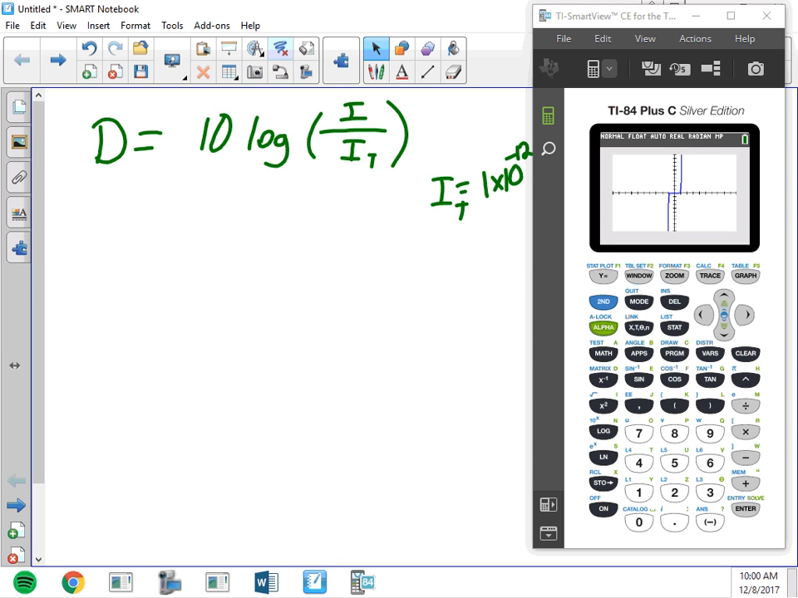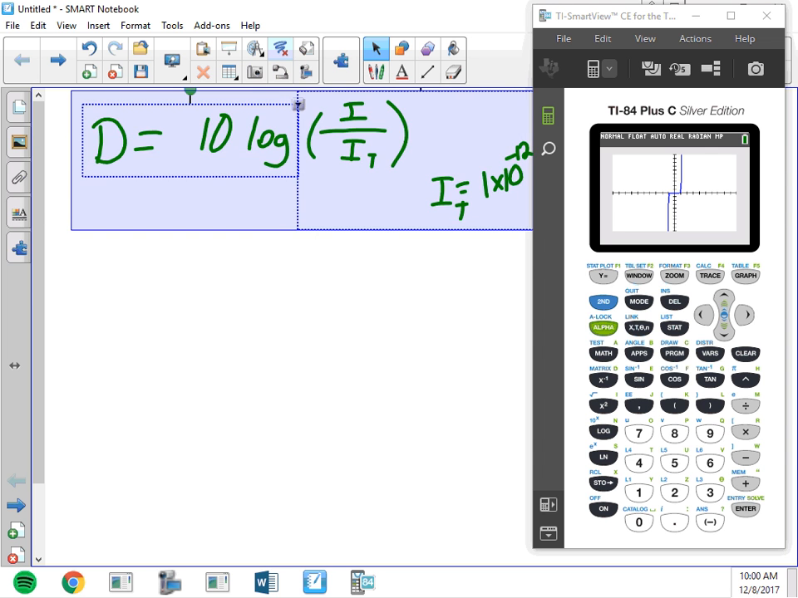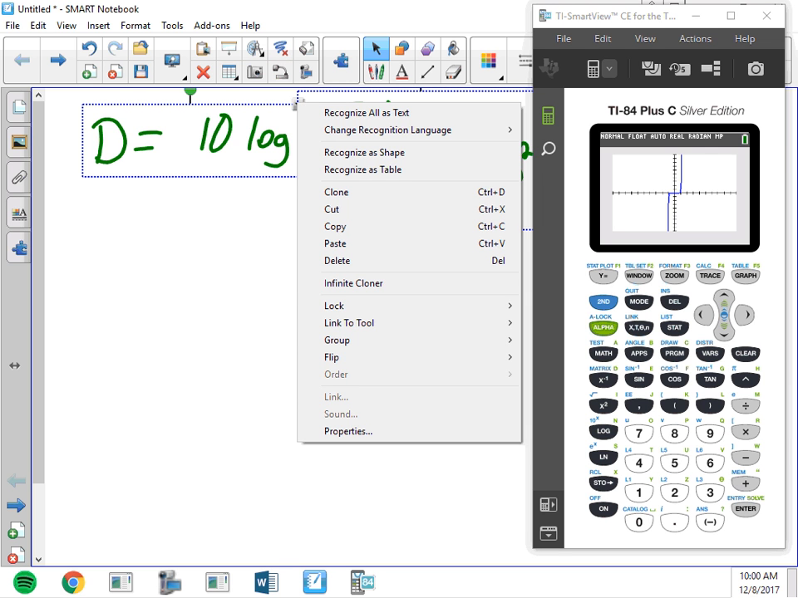What's that? Oh, I'll show you. Okay. Yeah, watts per square meter. So let me lock this.